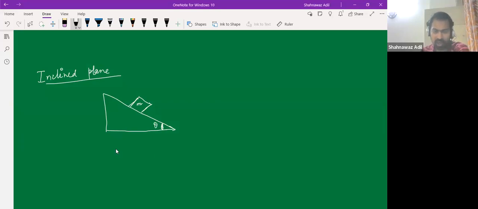Now, can you guys tell me? So this is the mass and this is the surface. What would be the normal reaction of this surface? It'll go down the slope. Yeah, so this surface will apply some normal force. So what is the perpendicular from this surface?